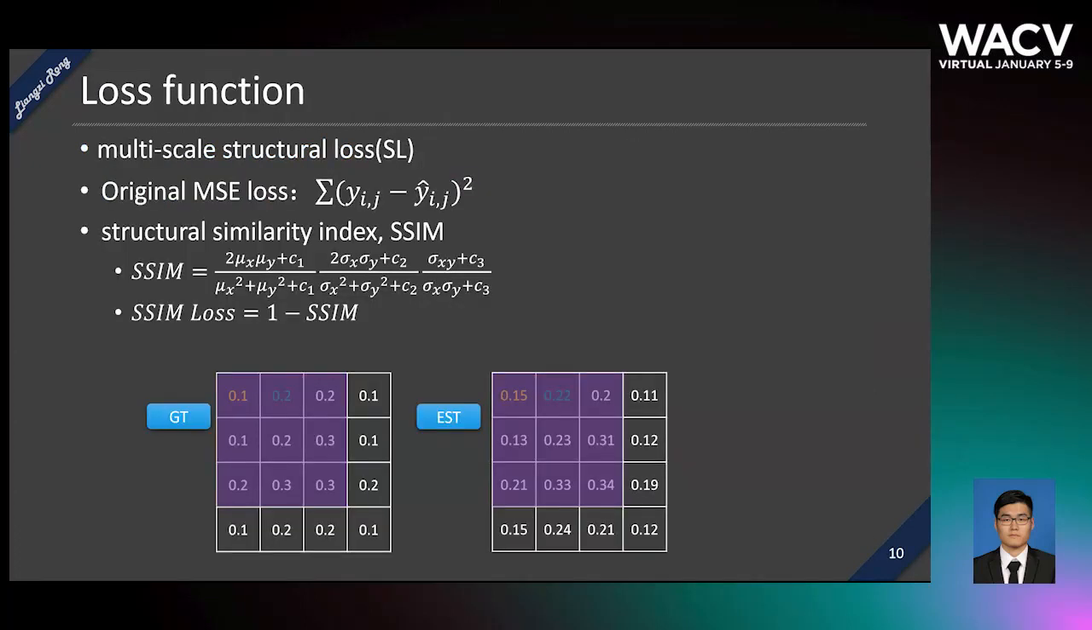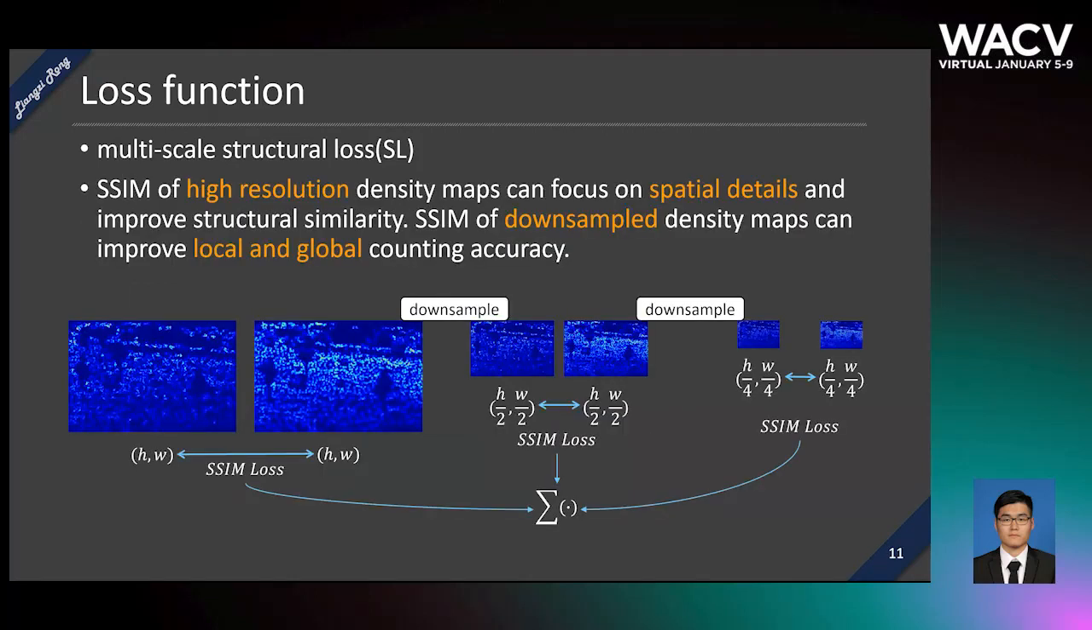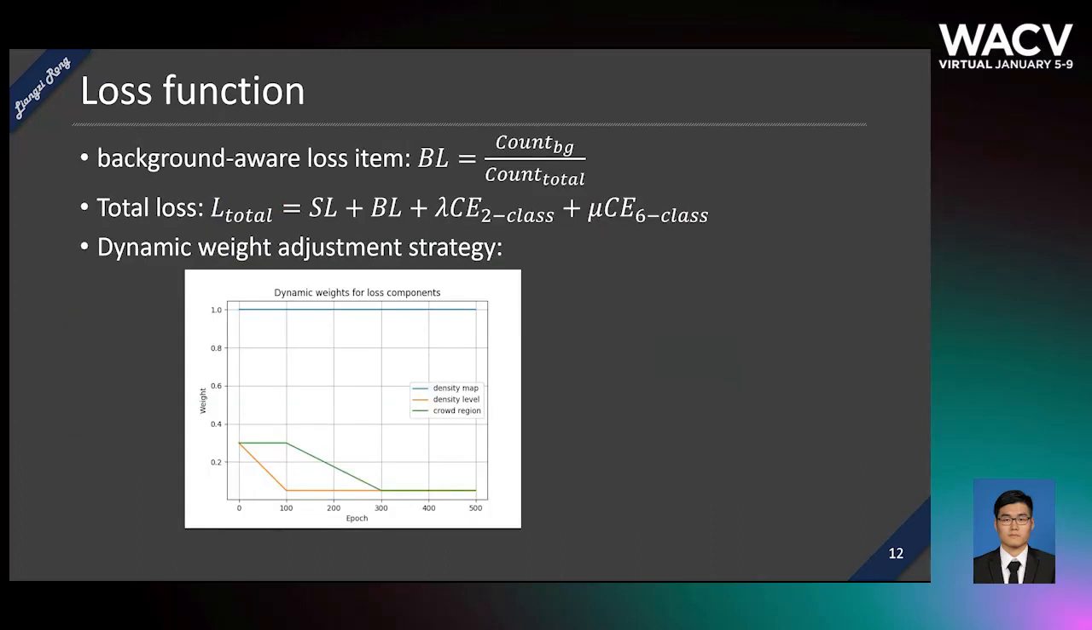We introduce a multi-scale structural loss that considers both structural similarity and counting accuracy. SSIM on high-resolution density maps can focus on spatial details and improve structural similarity. SSIM on downsampled density maps can improve local and global counting accuracy. To reduce false recognition ratio, we also add a background-aware loss item, the ratio of background and total people counts.